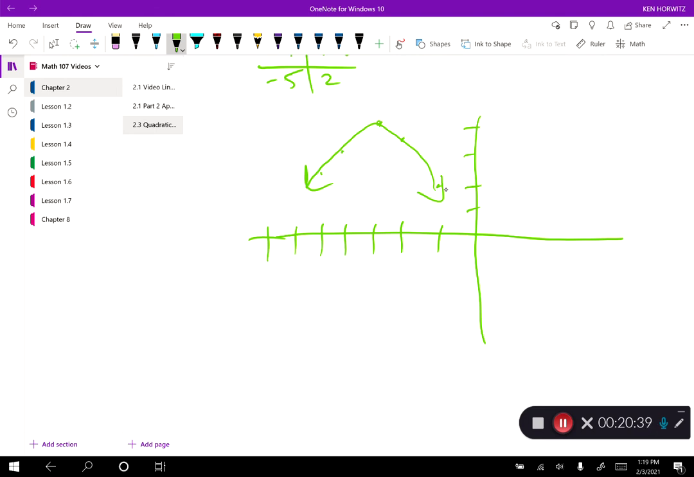All right, so that is the end of part 1 of quadratic functions. Part 2, we will take a look at the quadratic formula and some applications.